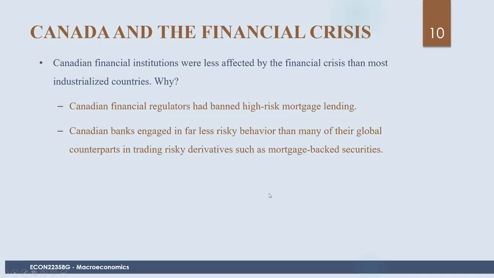Also, Canadian banks are engaged in far less risky behavior than many of their global counterparts, so we don't trade things like risky derivatives or mortgage-backed securities. Canada's large banks had lower leverage ratios than many of their global counterparts. A leverage ratio roughly looks at the amount of debt you have relative to your income or something like that. And so Canadian banks were in a fantastic financial situation before the financial crisis.